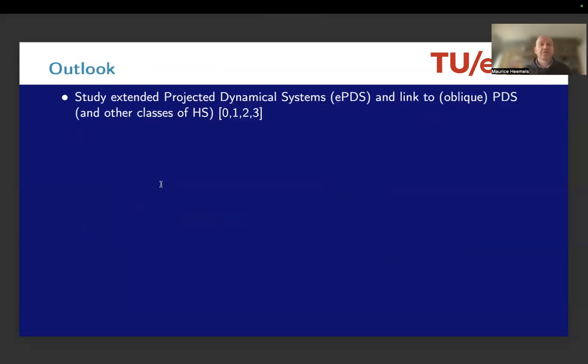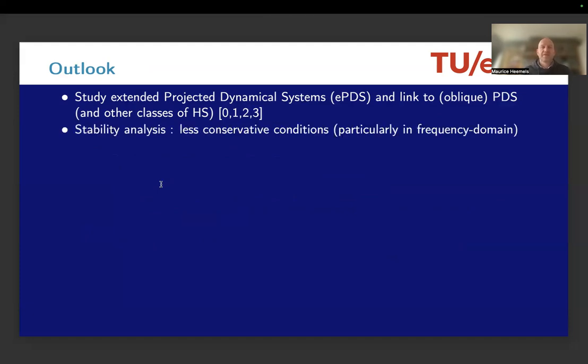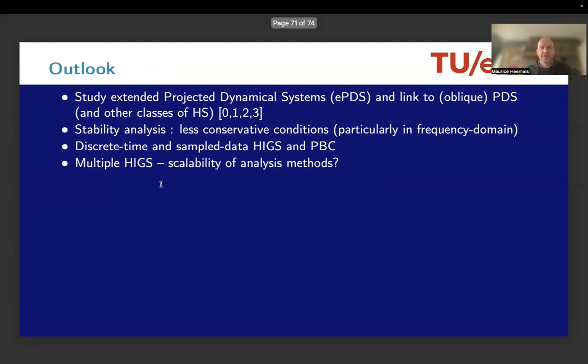Future work: study extended projected dynamical systems as a class of itself, and its link to other classes of hybrid systems. For instance, the classical PDS or oblique PDS. Stability analysis, we want to get less conservative conditions, particularly in frequency domain. Discrete time and sampled data Higgs, right? At the end, we have to, let's say, implement them in a sampled data or digital setting, which requires, let's say, discretization of these kind of controllers.